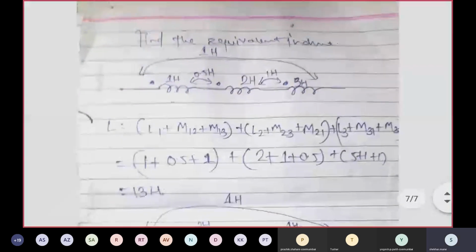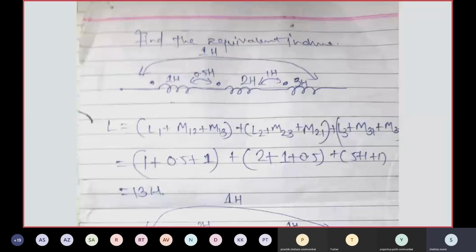Now let's see a simple example. Find the equivalent inductance of this particular coil. See, all dots are at the start point of the coil. So here we have to assume that all the currents in the coils are in the same direction, and that's why all mutually induced EMFs are same as self-induced EMF. So here all the mutual inductances get added into the self-inductances.